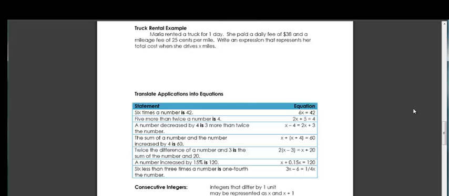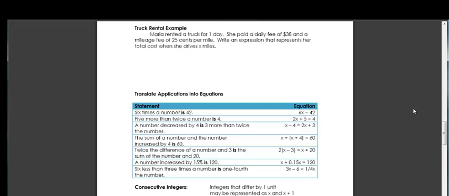Okay, the truck rental example. It says Maria rented a truck for 1 day. She paid a daily fee of $38, and then she had to pay a mileage fee of 25 cents per mile. We need to write an expression that represents her total cost when she drives X miles. Okay, so we're not actually writing an equation in this case. We're just writing an expression because we won't have an equal sign or anything like that.